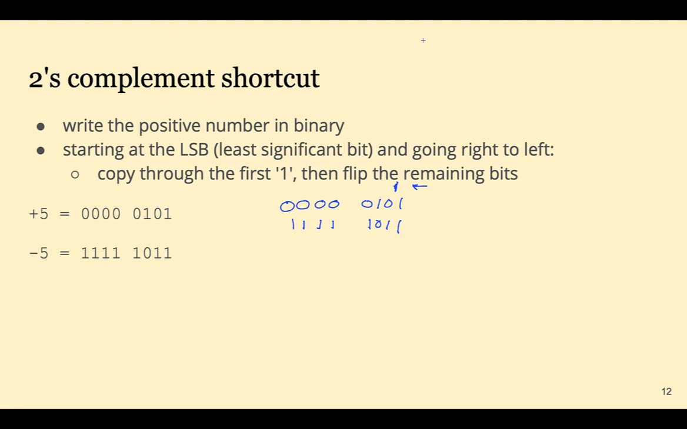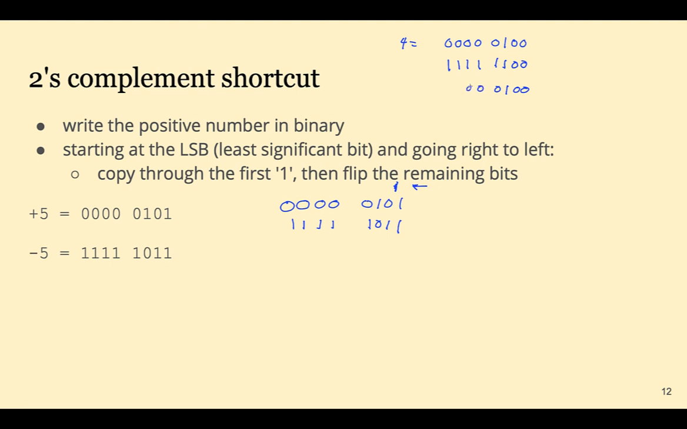Let's try that with a different number. Let's try it with 4. And again, I'll use 8 bits. Again, going right to left, copy through the first 1, so whatever 0s and 1s you encounter, through the first 1. And then from then on, we invert. This method is reversible, so follow the same rules. Go right to left, copy through the first 1, and then invert all the bits.